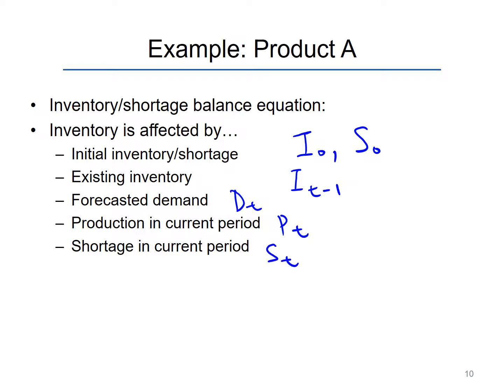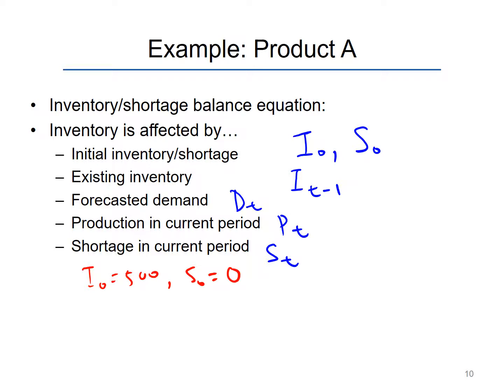Some of these I already know from what's given. I know that I0 is 500 and S0 is 0. So initially I have 500 units in inventory. If I have positive inventory, I can't have a positive shortage, so we know S naught is 0. Let me write an equation for what the inventory equation looks like when I don't have any shortage.